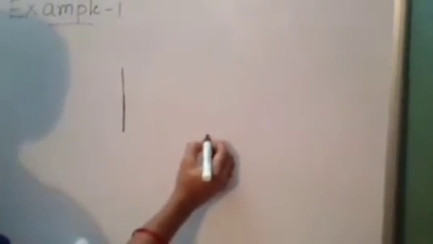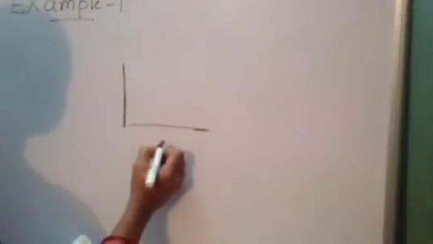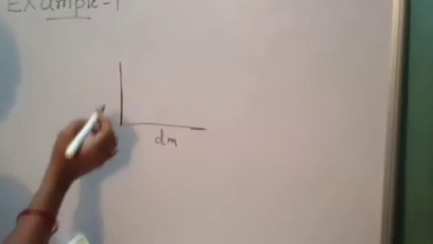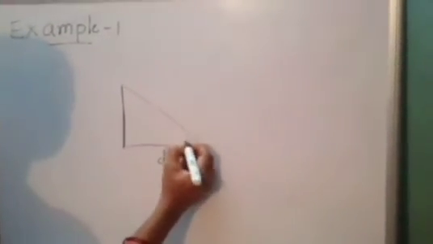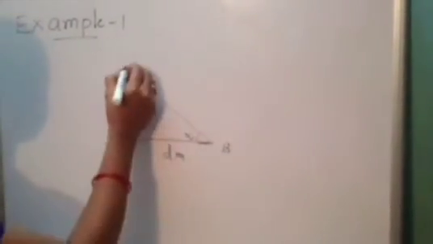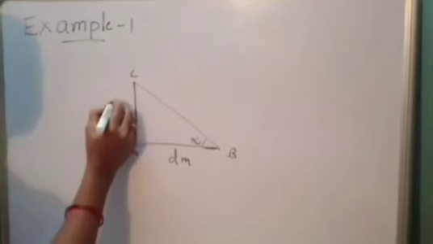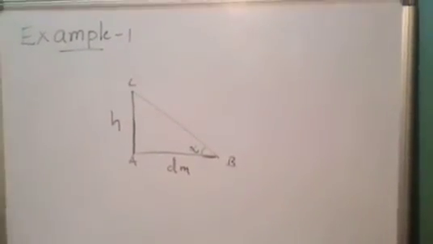This is the tower. This is the observer. The distance between the tower and observer is d meters. Angle of elevation at the observer is alpha degrees. A, B, C. Height of the tower is h. This is the diagram for this data.